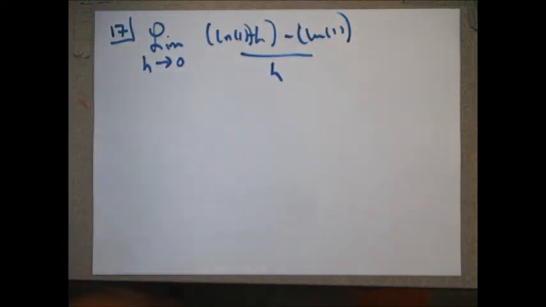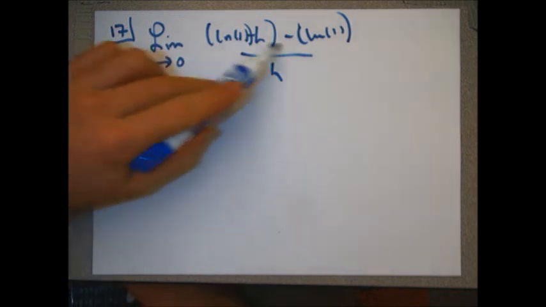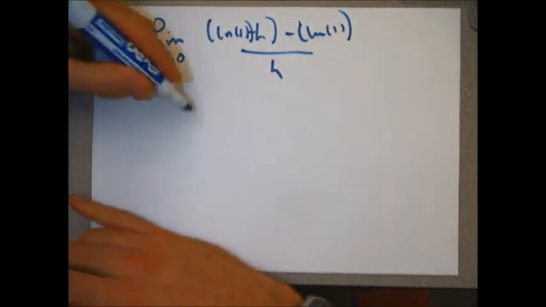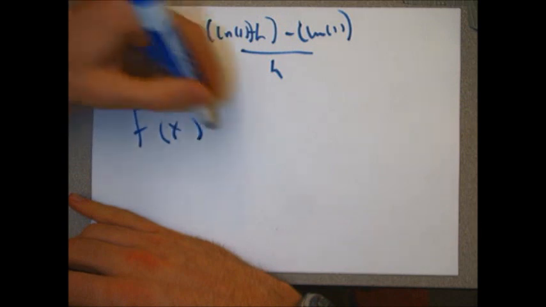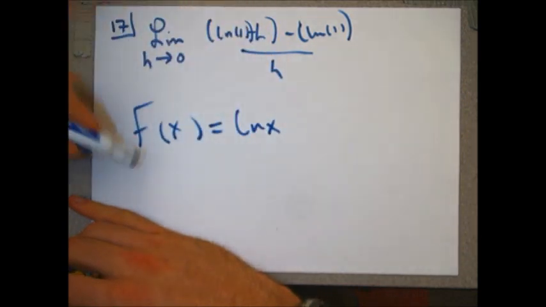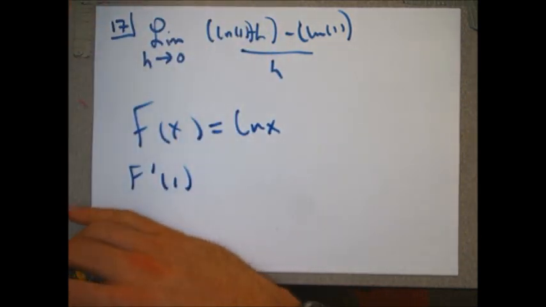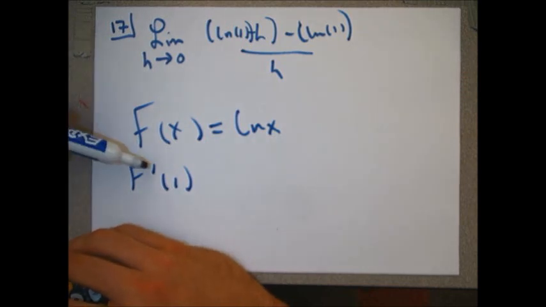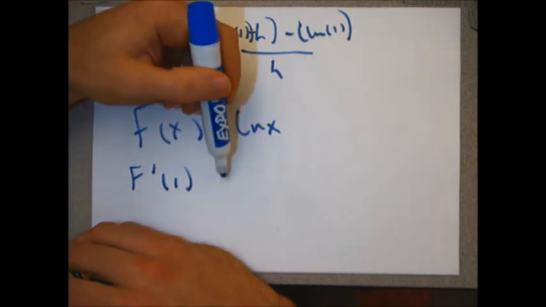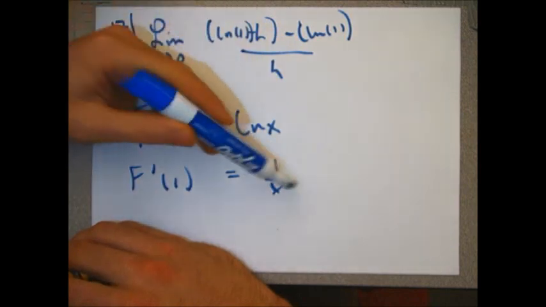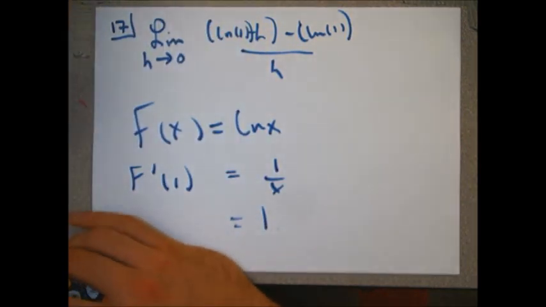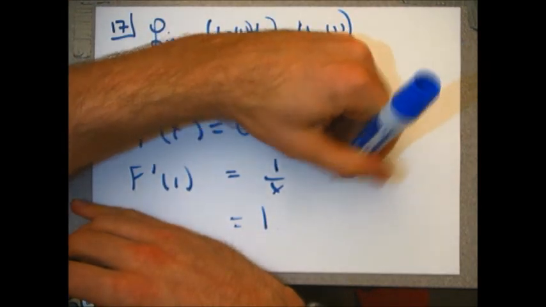Number 17, hopefully we recognize this whole thing as a difference quotient, so minus the original. This whole question really says f of x is equal to the natural log of x. It wants us to find f prime of 1. So f prime means take the derivative of the natural log of x. The derivative is 1 over x. If I plug 1 in, I've got 1 over 1, which is 1, choice E.